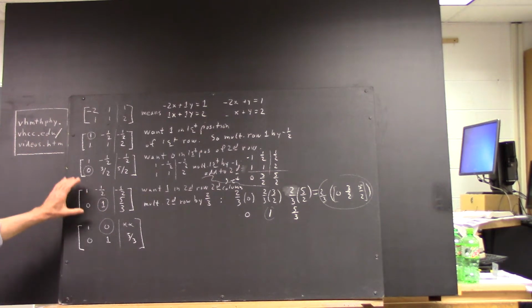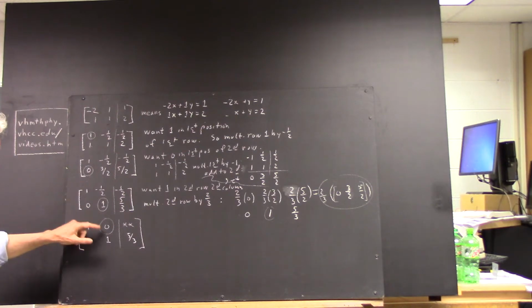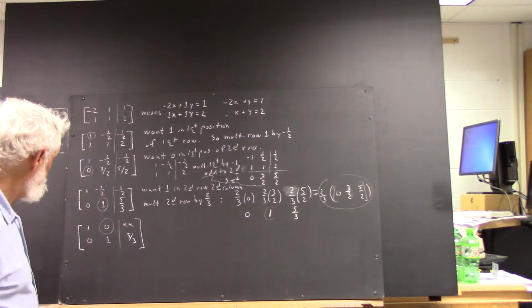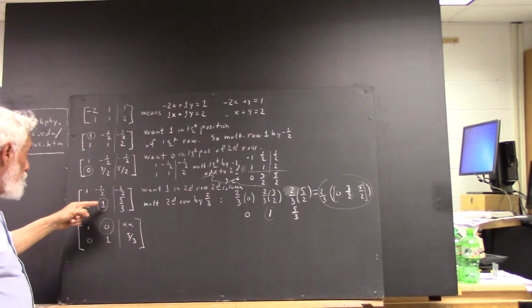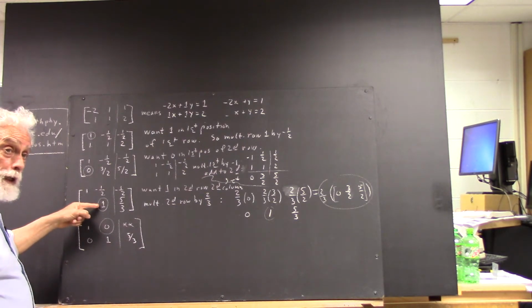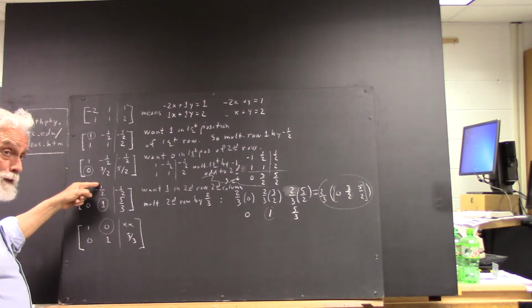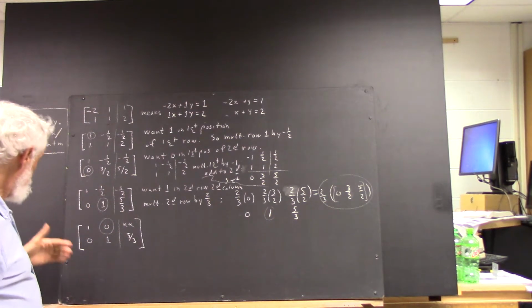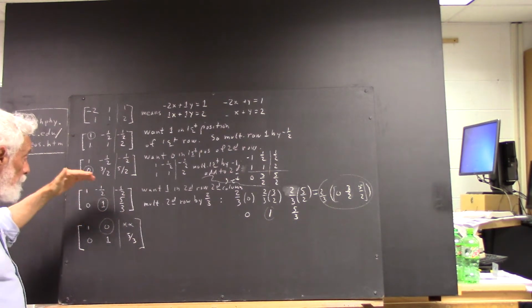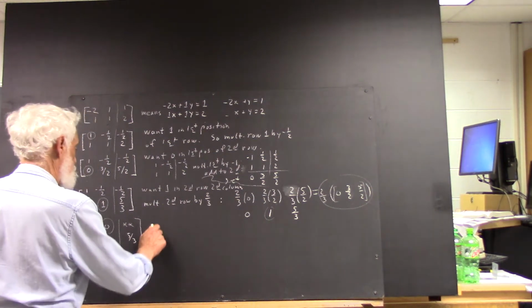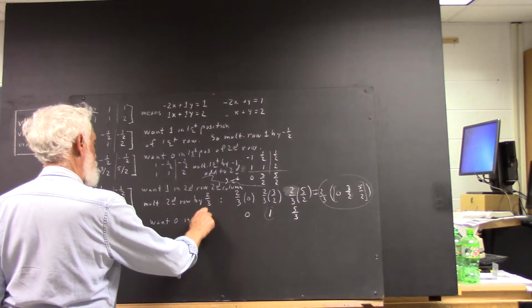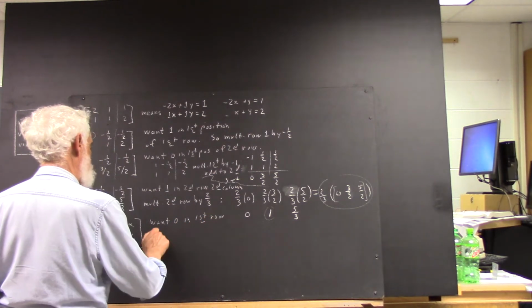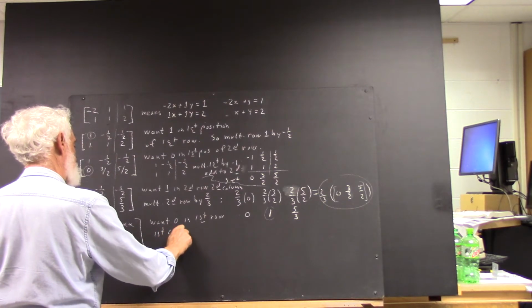How can we get a 0 here? We've got this, and we've got to get 0 here. What can we do? Well, if I add half of the second row to the first, I'm going to have half of 1 here. That's going to be a half. If I add a half to negative half, what do I get? I get 0. So it looks like I'm going to have to add half of the second row to the first. So I'm going to write this out. We want 0 in the first row, first column.